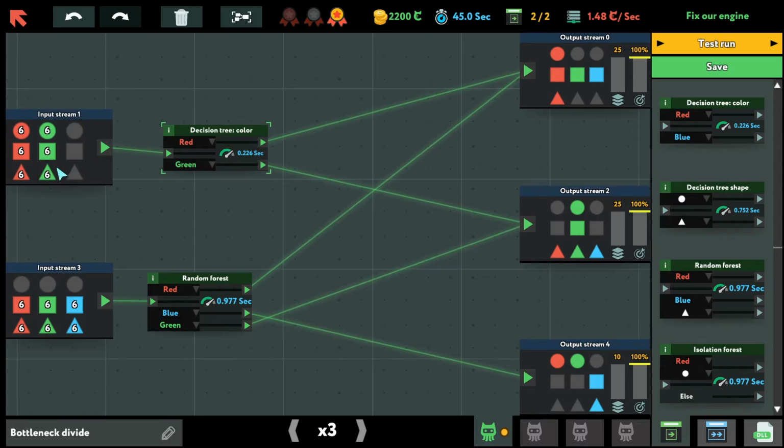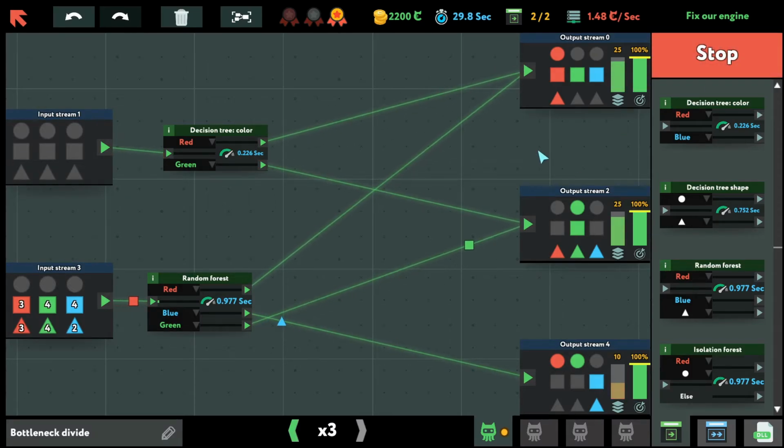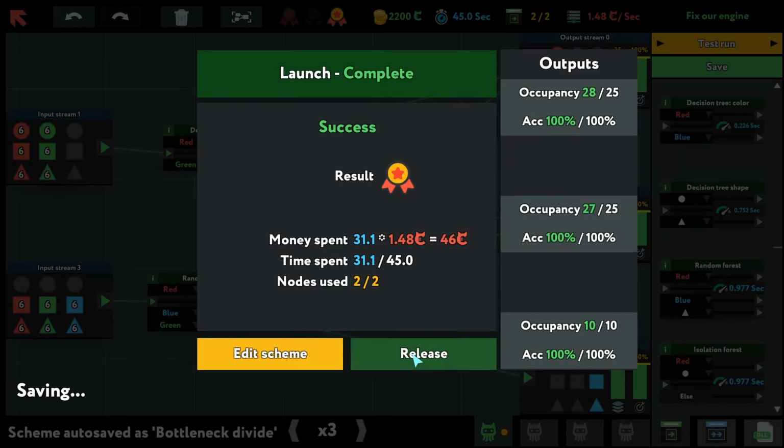This way, this input stream is going to be divided evenly among these 2, and then input stream number 3 is going to be divided evenly among these 3, with output stream number 4 receiving just the right number of items. And then output stream 0 and 2 should be correct as well because they're getting the same number of items. Yep.